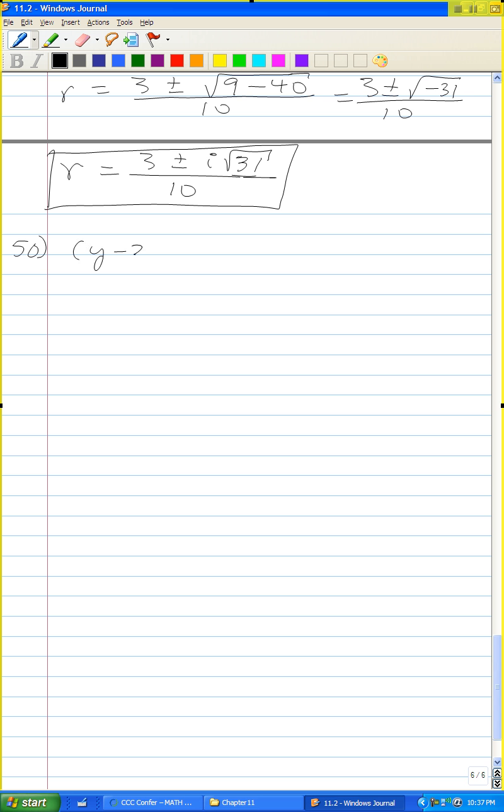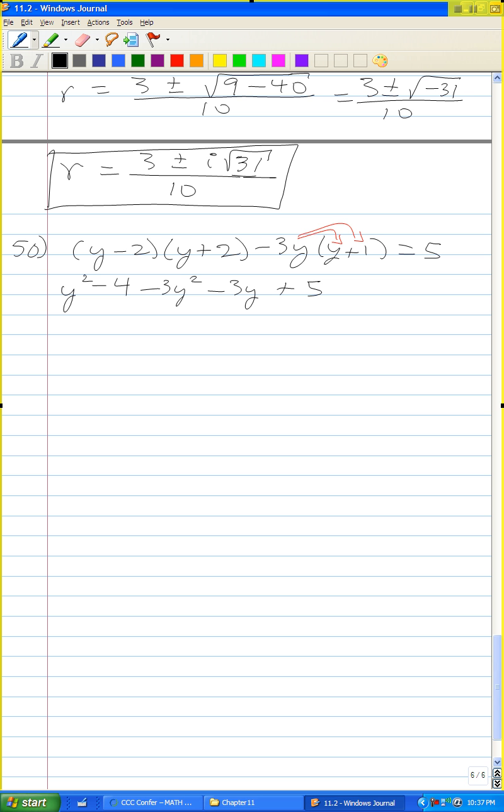y minus 2, y plus 2, minus 3y, y plus 1 equals 5. Okay, so let's simplify this. So this is the product of the sum and difference of two terms. So that's just the difference of their squares. y squared minus 4. Let's multiply negative 3y inside the parentheses. So negative 3y squared minus 3y plus 5.